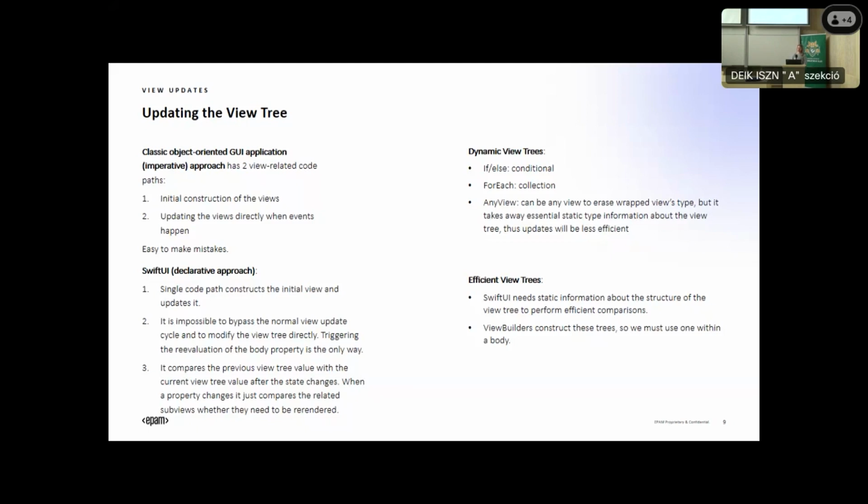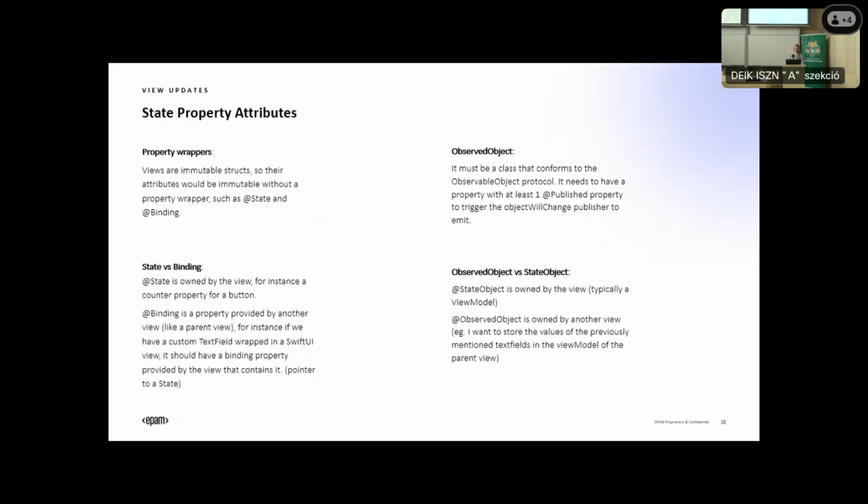We will also talk about view builders a little later, but those are what we need to get the views. No other functions can give us views, just view builder functions. Now I've talked about certain properties that need to be changed in order to trigger view updates, and these are the so-called property wrappers that we need to talk about.